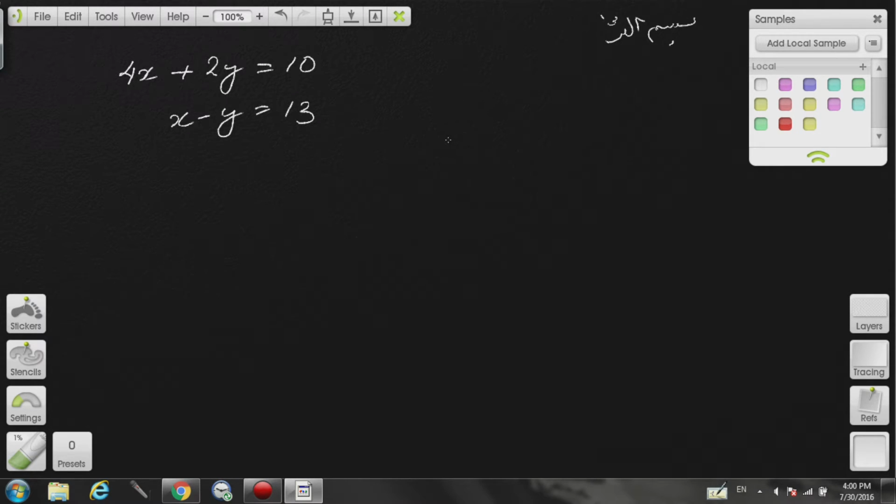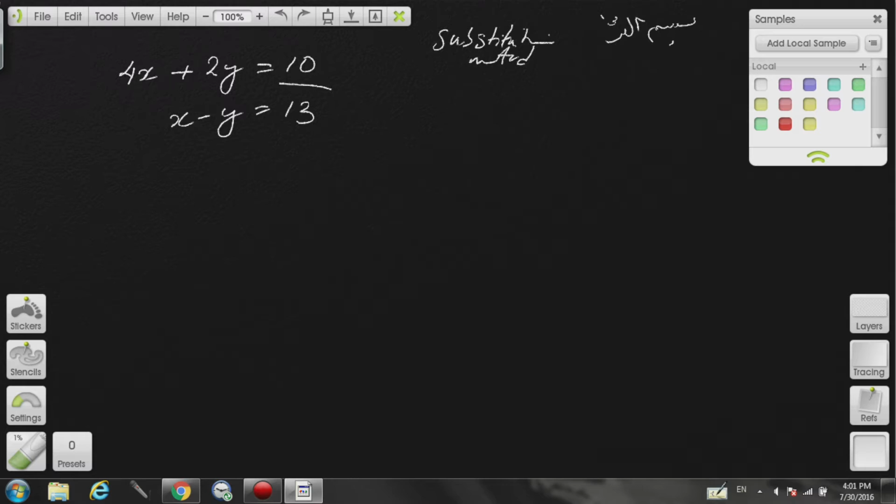Okay. Now these are both given in standard form. Okay. And we are asked to use the substitution method to solve this. Okay, in order to use the substitution method, the first thing you have to do is solve one of these equations for x equals something or y equals something. Okay, it doesn't matter which one, but I'm going to use the bottom one because that looks easier to me.